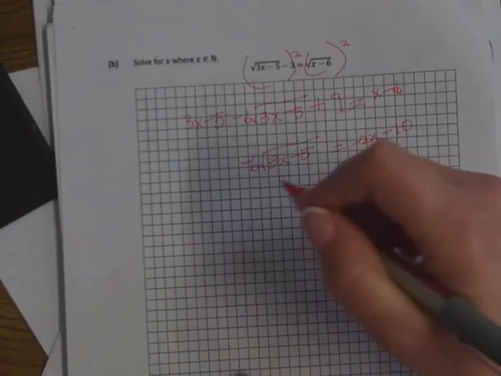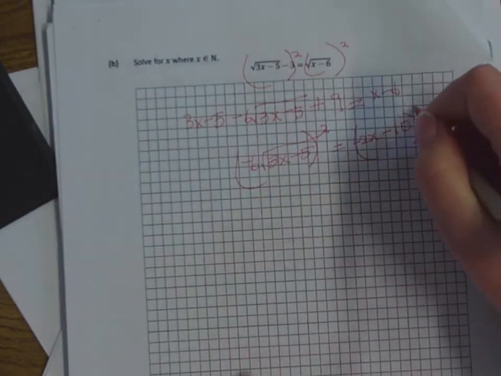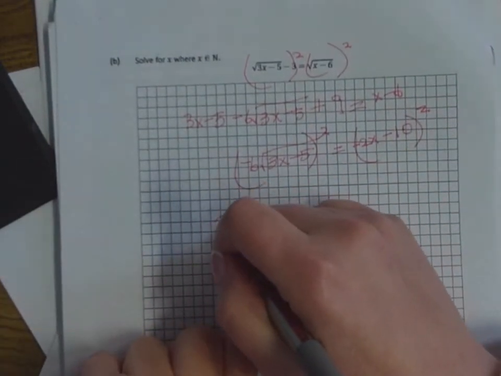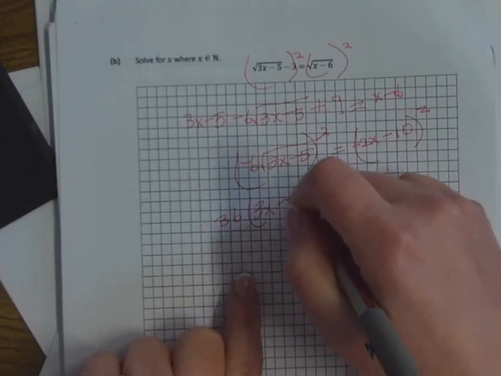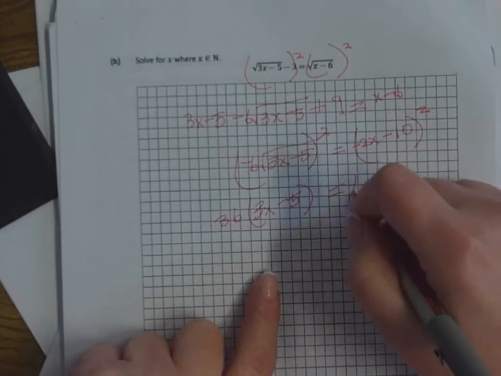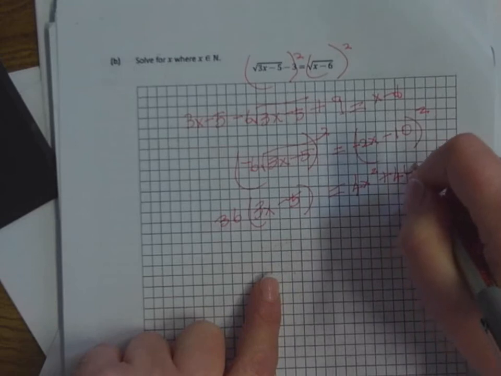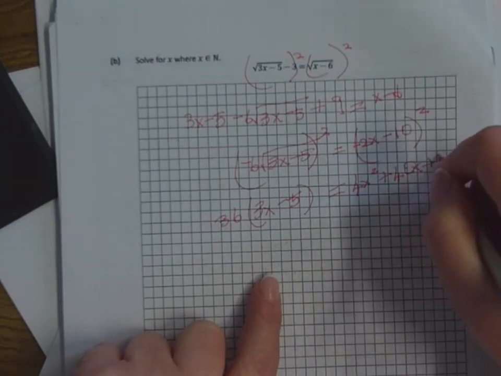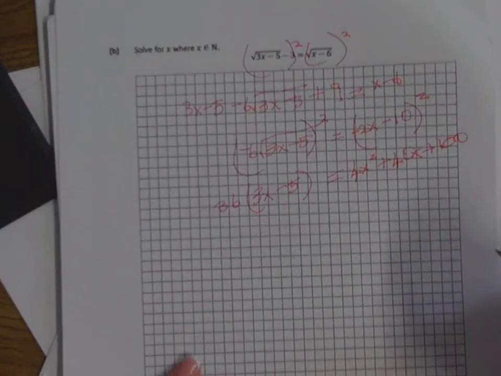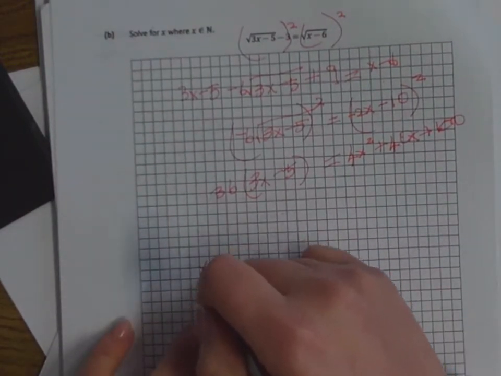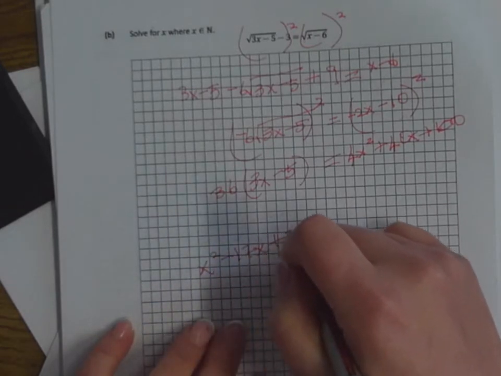I still have a third, so I need to square both sides. Square here, you'll get 36 into 3x minus 5. Square this side, you'll get, square the first, 4x squared. Twice the first by the second, you'll get 40x. Square the last, you'll get plus 100. Multiply out, tidy everything up, and you can divide across, and you're going to end up with an equation x squared minus 17x plus 70 equals 0.